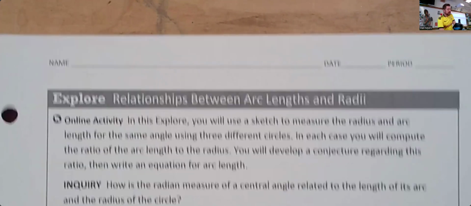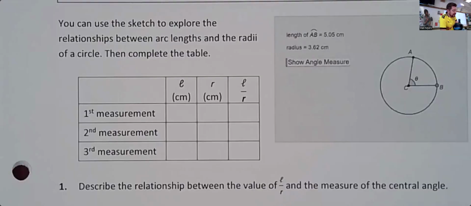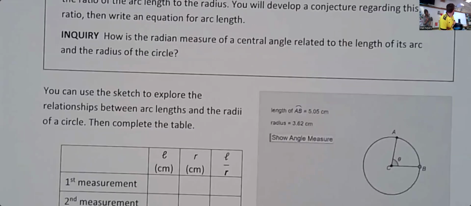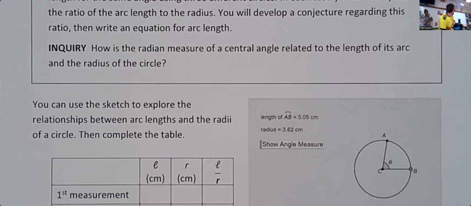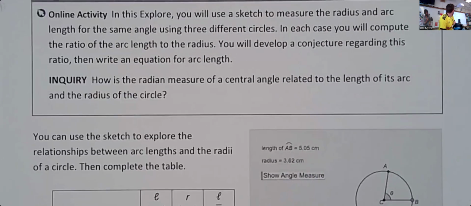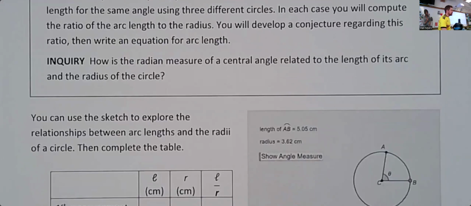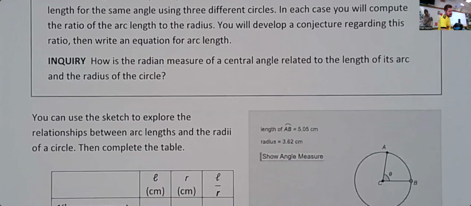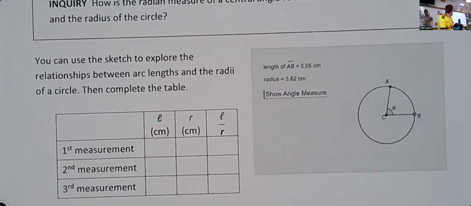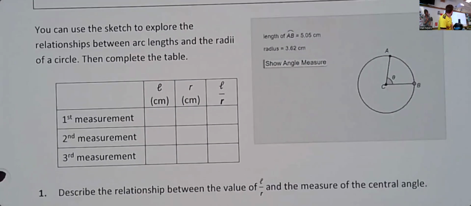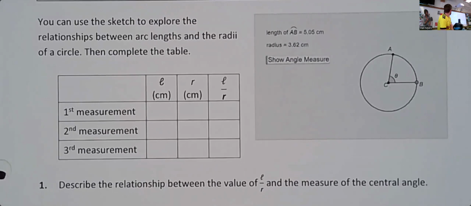And so we are going to start off here with, what does this say? We're going to develop a conjecture regarding the ratio that measures the radius and arc length of the same angle. So we'll talk about arc length today as well. We haven't really mentioned that at all yet. We didn't talk about that yesterday, but let's just go ahead and start here. You can use the sketch below to explore the relationships between arc lengths, so like how much of the circumference it takes up, the actual distance between the 2 points, and then the radius of the circle.